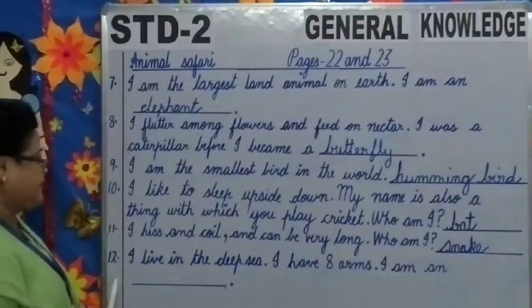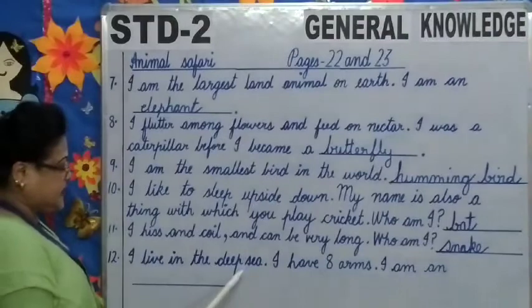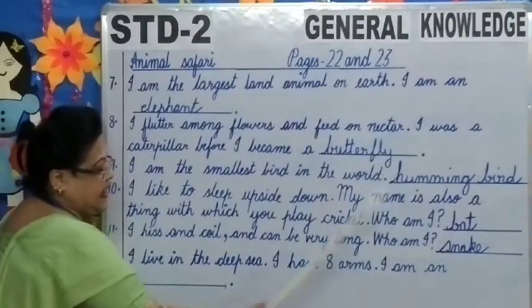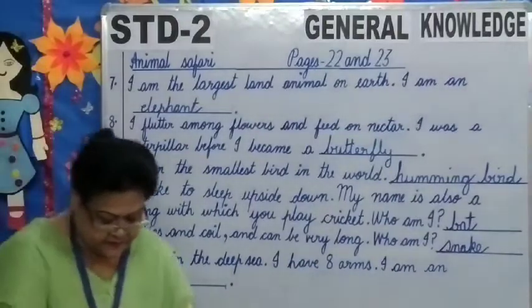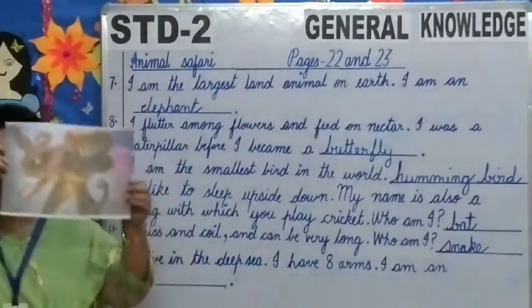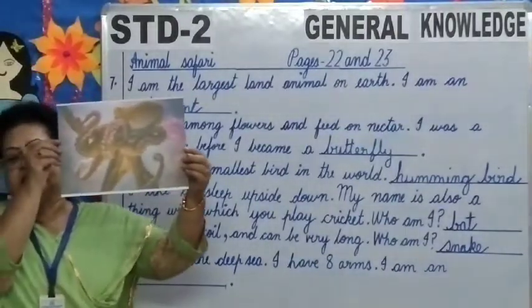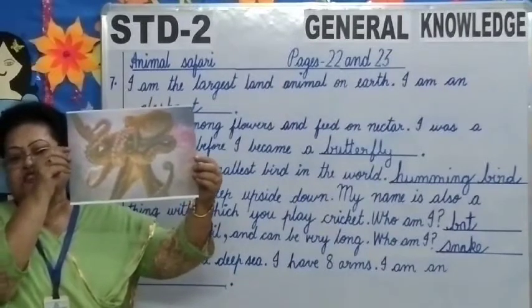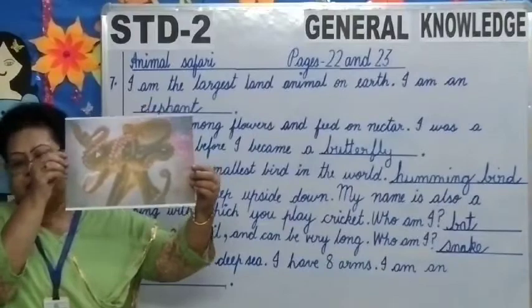Number twelve. I live in the deep sea. I have 8 arms. I am an dash. Look at this picture, children. Can you recognize it? Yes. This is a picture of an octopus. So what's your answer? Octopus.